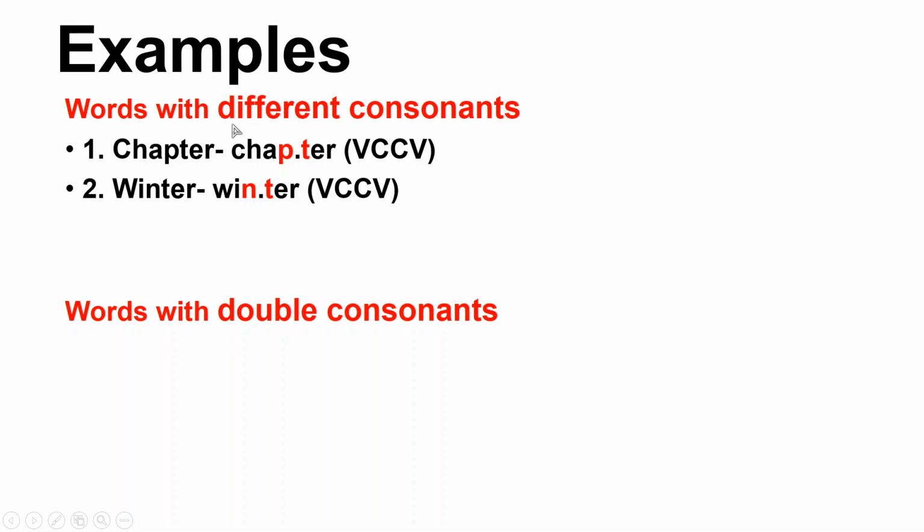Now, let's check if these are words with different consonants. N and T are two different consonants. They are not the same. So that's why we call winter a word with different consonants following the BCCB pattern.